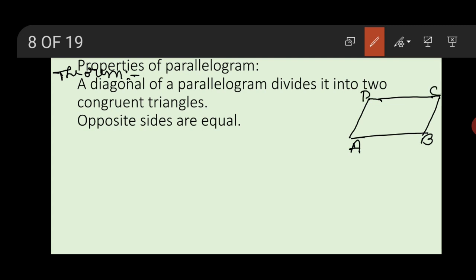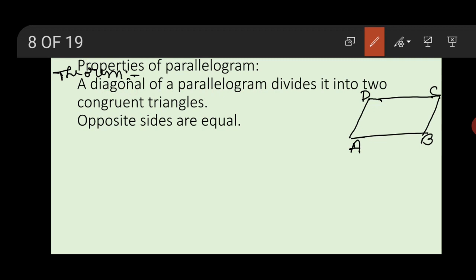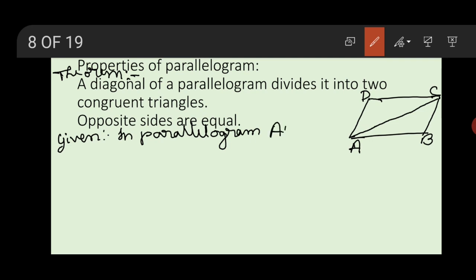Name it as ABCD, and here it is given, a diagonal of a parallelogram. So draw any one of the diagonals. Now I will choose the diagonal AC. So join AC. So what is given? Given: in parallelogram ABCD, AC is a diagonal.